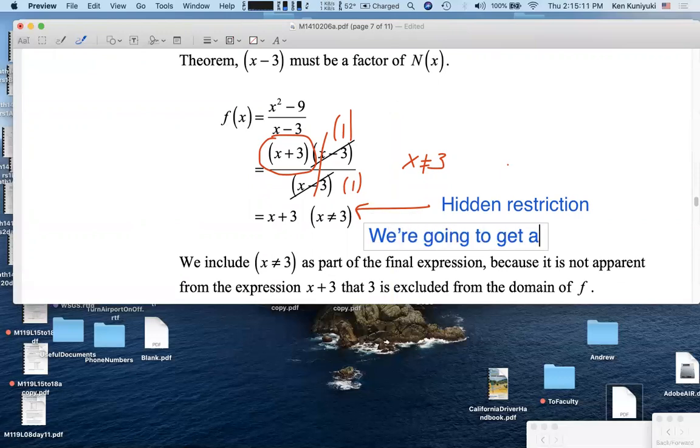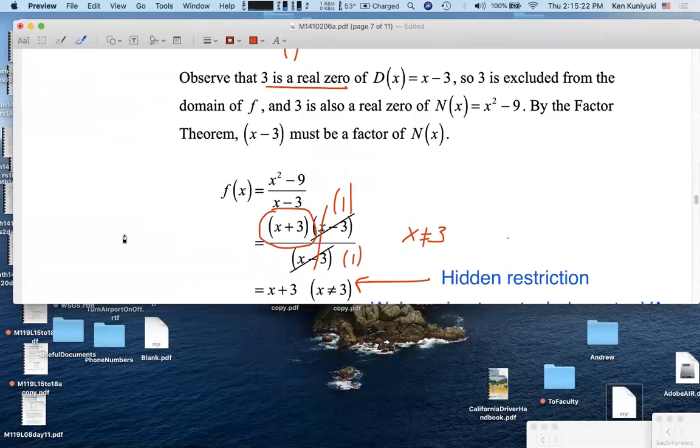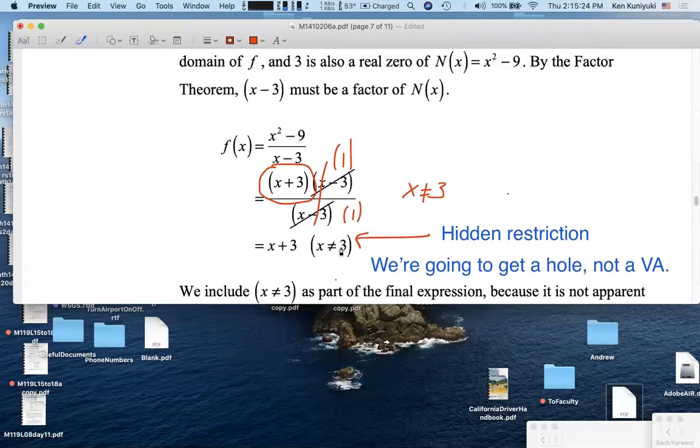We're going to get a hole, not a VA. Because if the restriction were obvious, it would be a VA after the simplification. If you need a hidden restriction, then you're probably getting a hole. All right, so what do we have here?